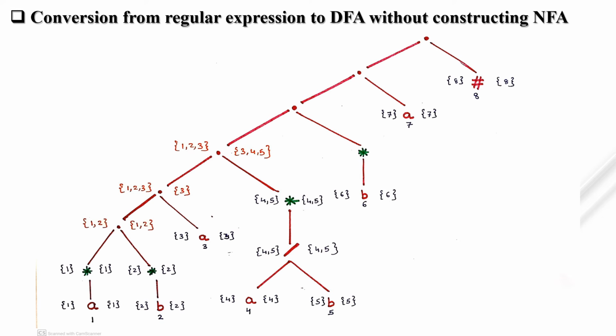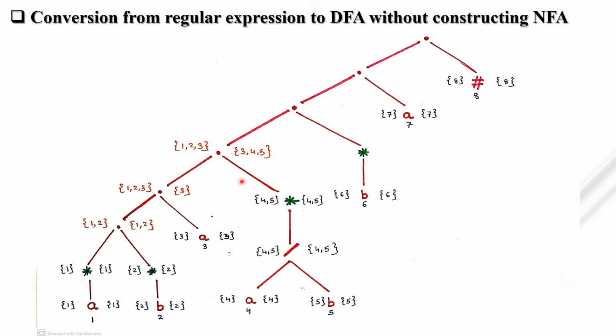Okay, next we have to find this OR. What is the rule for this OR? First position of C1 union first position of C2 is the first position of this. That's why we write here 4 and 5. Similarly, for the last position, we take last position of C1 union last position of C2. That's why we write 4 and 5. And for star, we simply pick the child node's first position as the first position and the last position of the child as the last position of this nullable node.